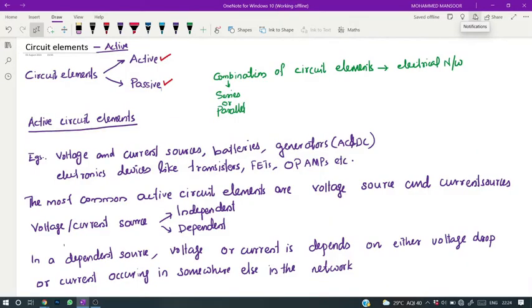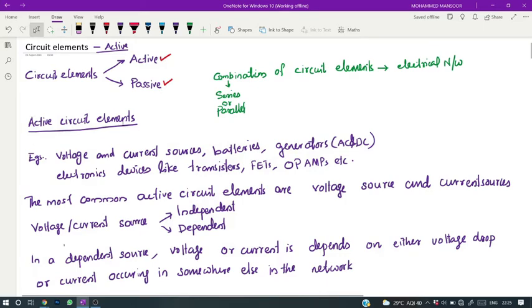In this video, we are going to discuss circuit elements in electrical engineering. An electrical network is constructed from series and parallel combinations of two terminal circuit elements. Circuit elements are broadly classified into two categories, namely active circuit elements and passive circuit elements. This video is fully focused on active circuit elements.